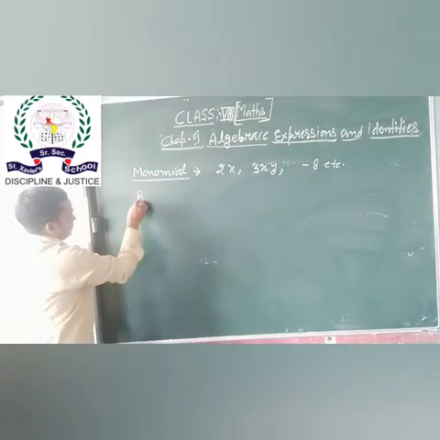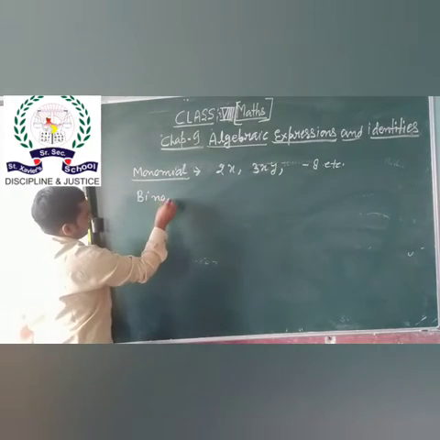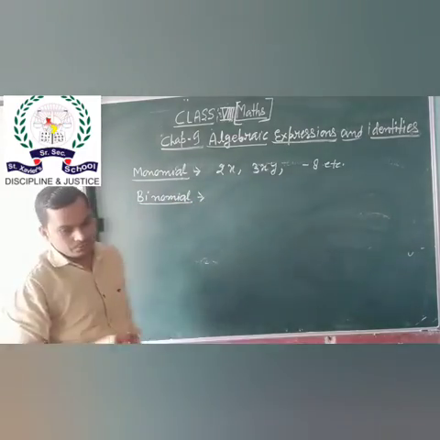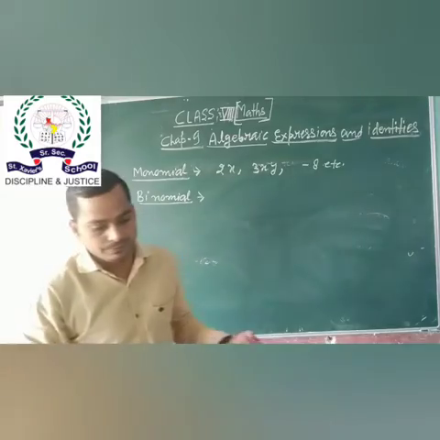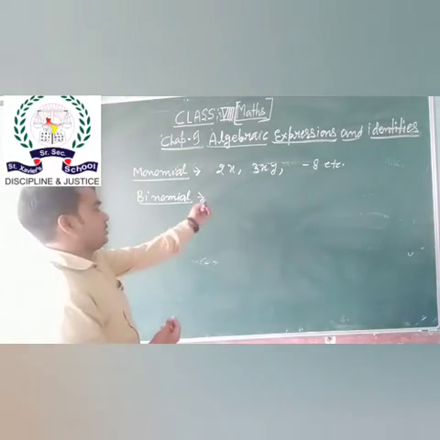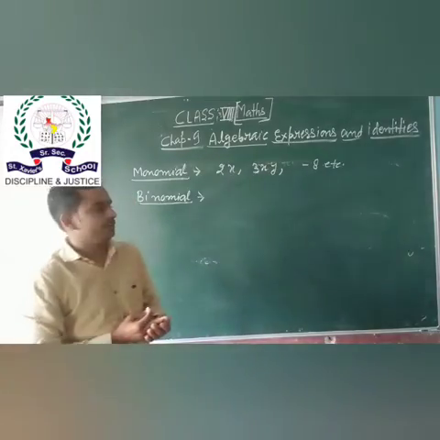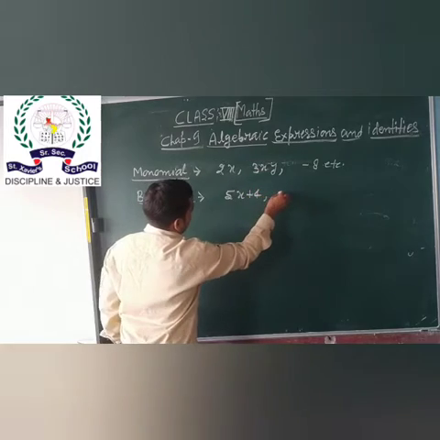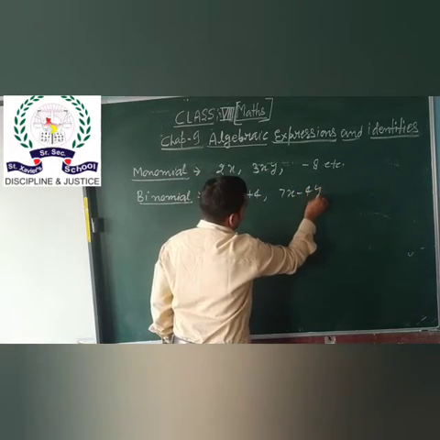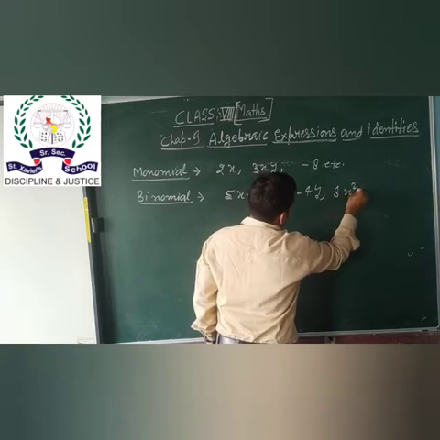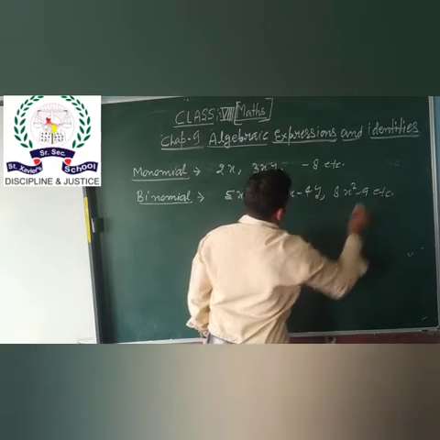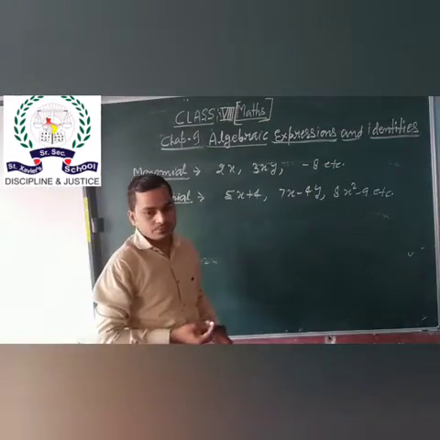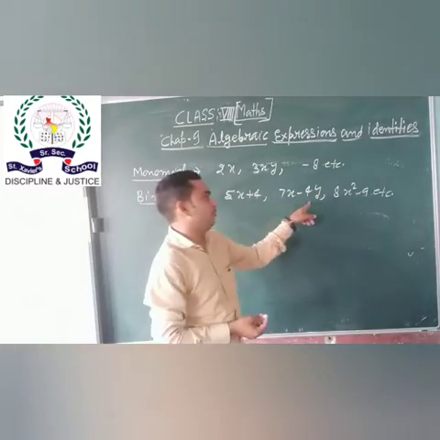Then binomial. Bi means 2. So when we have two terms in an expression, the polynomial is categorized as a binomial. For example, 5x plus 4, 7x minus 4y, 8x square minus 9, etc. So all of these are binomials, because all the expressions have two terms.